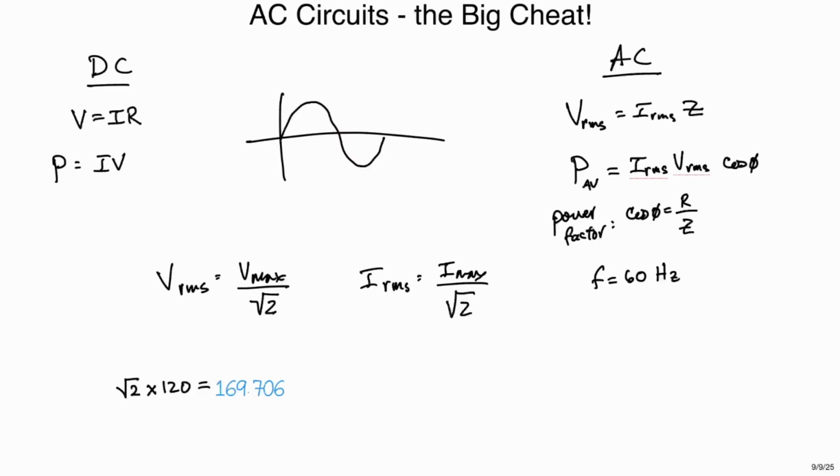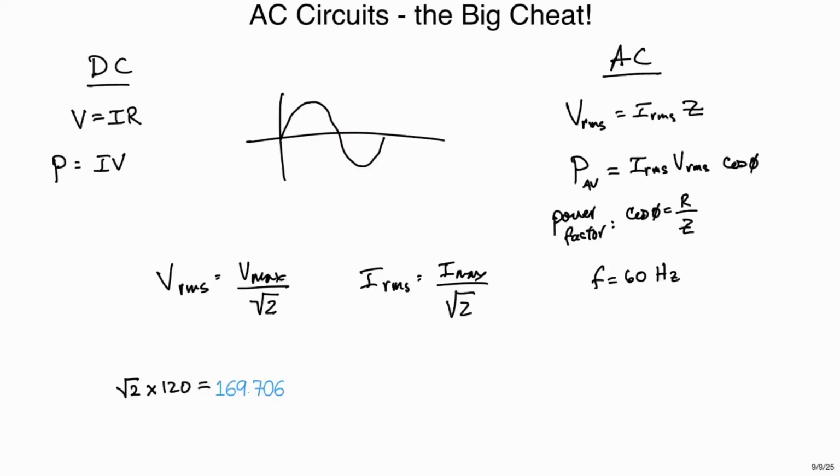But the point is that AC is fluctuating all the time. And this root mean square or RMS value is a way of capturing the average value that's there at any moment. And all of our electrical circuits, all of our devices, everything, that's what they are expecting.